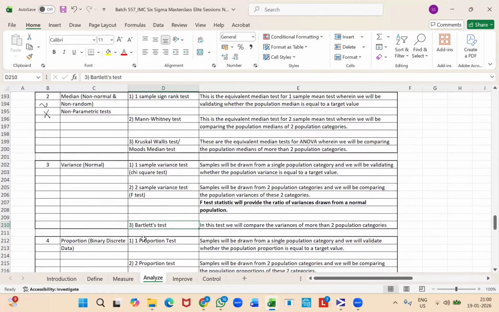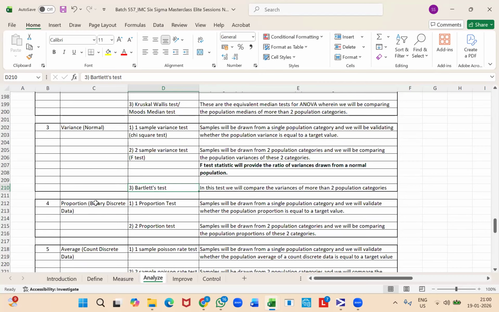And then moving on to the discrete data. First we are going to look at the binary discrete data, or the defectives type of data. We have this metric called proportion. Proportion is the primary metric for representing binary discrete data. We all know that, right? Under proportion, we have the one proportion test and the two proportion test. So when to apply the one proportion test? For the one proportion test, the samples will be drawn from a single population category, and we would want to validate whether the population proportion of that category is equal to some target value.